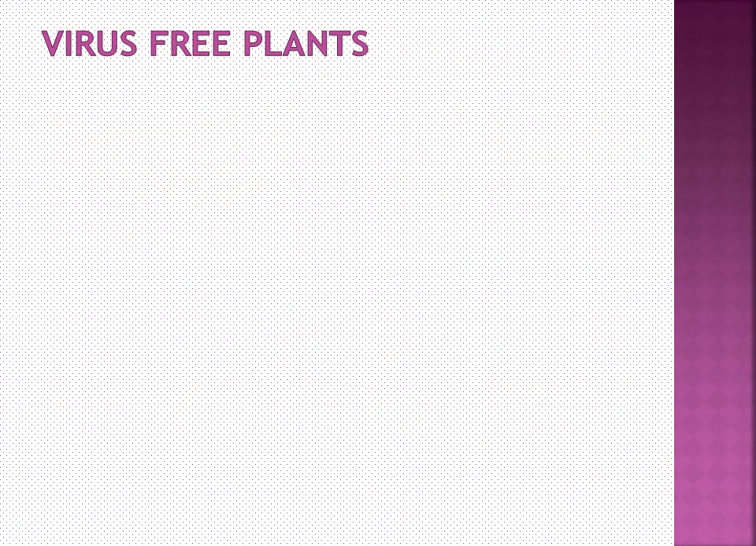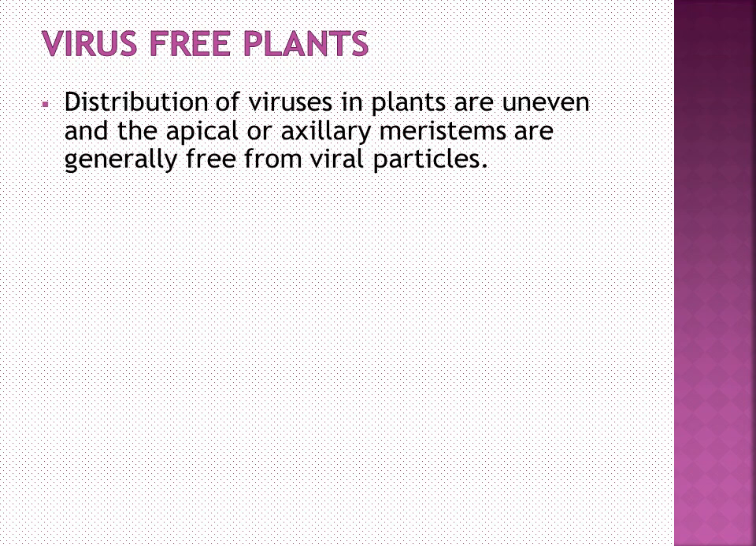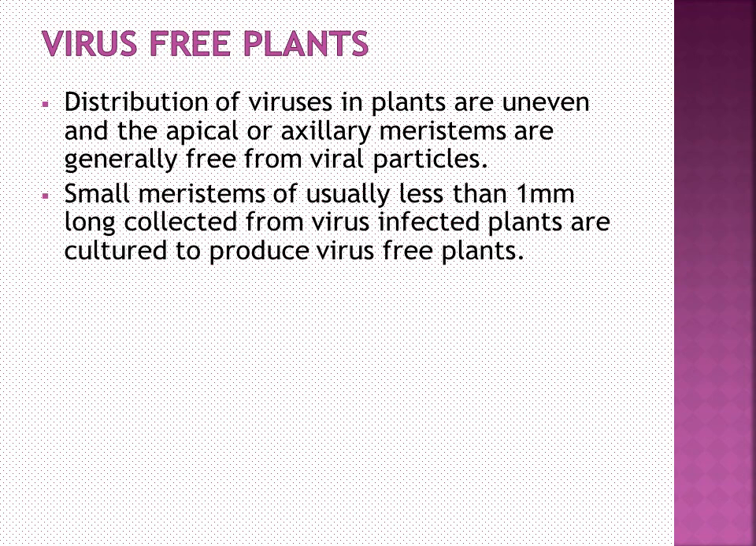Coming to the next application, production of virus-free plants. Distribution of viruses in plants is uneven, and the apical or axillary meristems are generally free from viral particles because meristems are areas of cell division, and here cells multiply very rapidly. So the virus cannot reach each and every cell. Small meristems of usually less than 1 millimeter long collected from virus-infected plants are cultured to produce the virus-free plants.